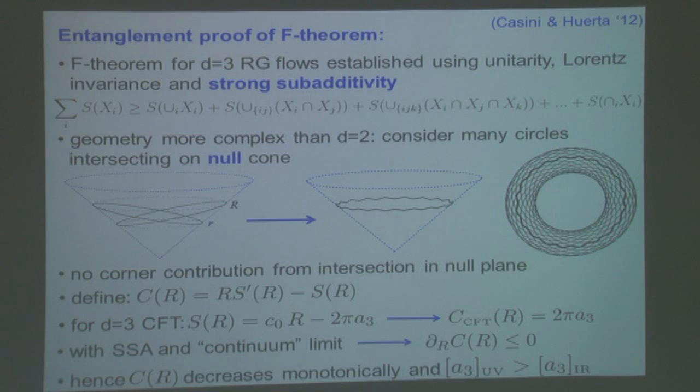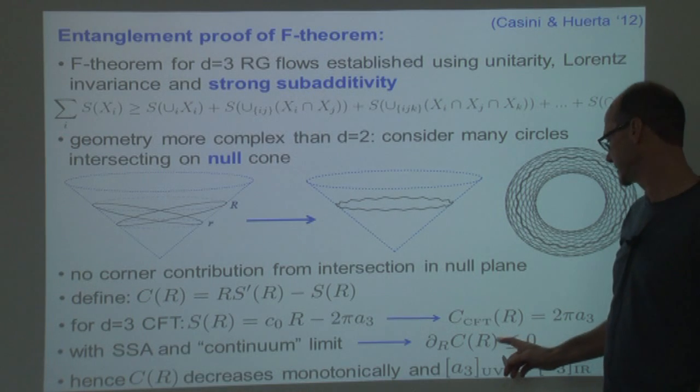What was even more exciting, however, was that our friends Casini and Huerta came in a year later, and they actually were able to use the entanglement entropy approach to establish this F theorem. And so this is the place where I draw pictures, but I don't really tell you what goes into the proof, because what the pictures are supposed to do is just convey that the geometry you're talking about is far more complicated.